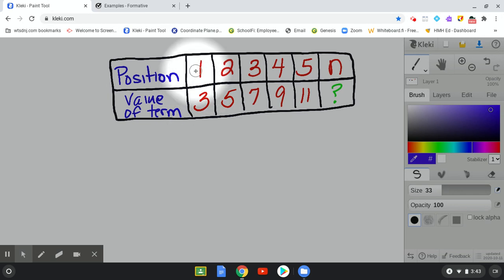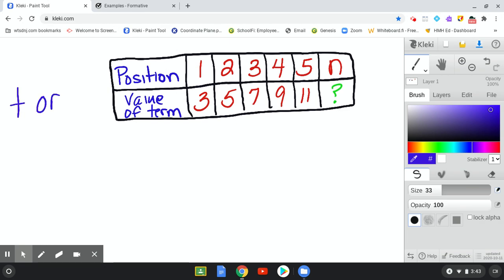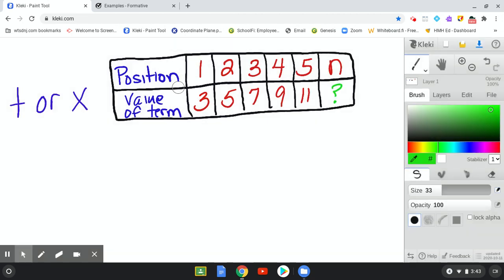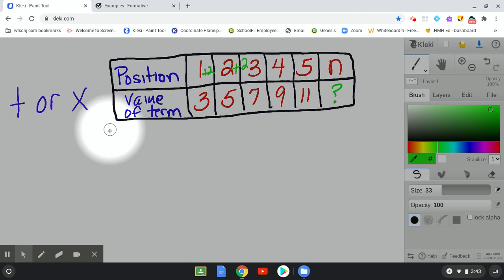So now I'm checking whether it's going to be addition or multiplication. I'm going to try addition first. 1 plus what gets me to 3? Well, I know that 1 plus 2 gets me to 3. So let's see if that works for my 2. If I do 2 plus 2, does that give me 5? The answer is no. So I know it's not going to be addition.